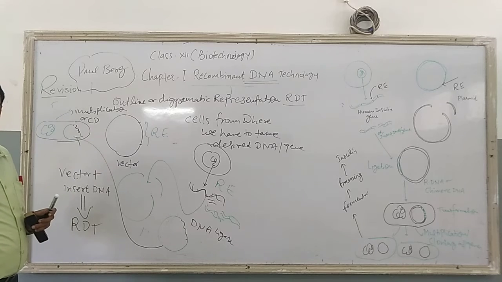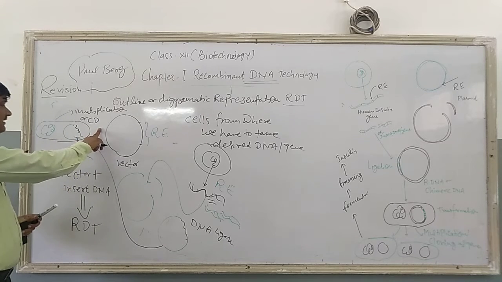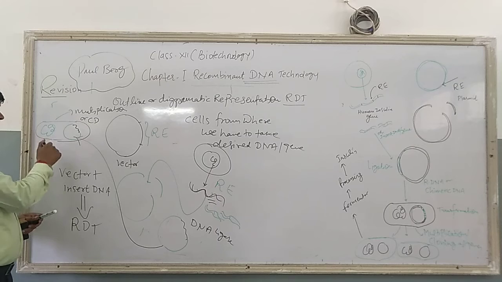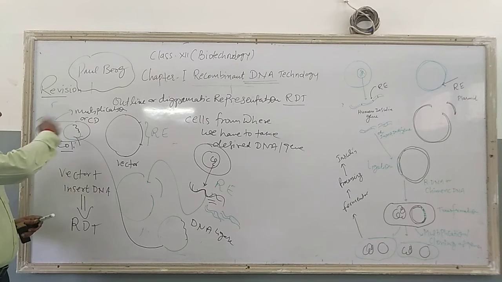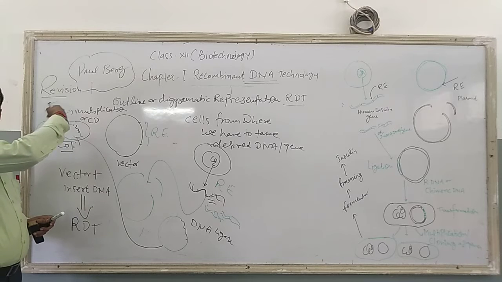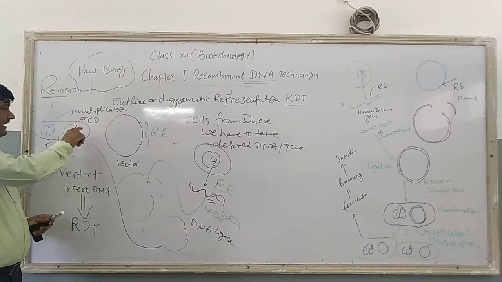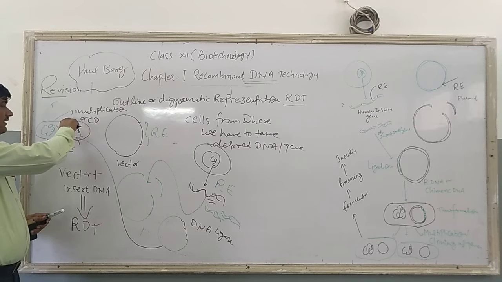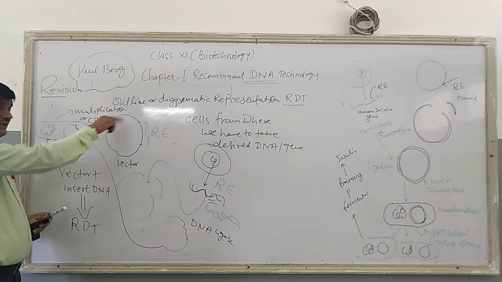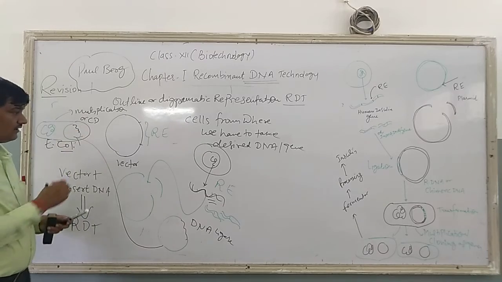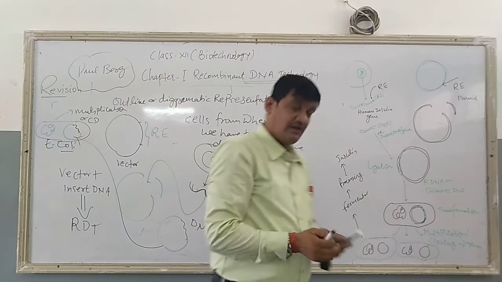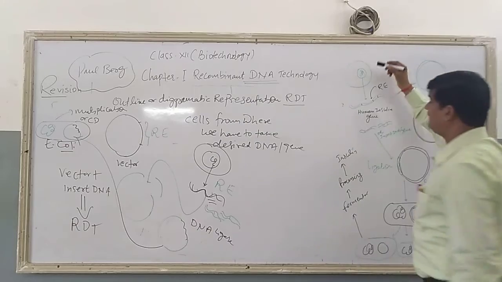By the process of multiplication, by the process of cell division, these bacterial cells, especially the E. coli cell, Escherichia coli, multiply and make a number of copies, from where we can isolate the desired gene product. We can apply this in our daily life. How? You can see here.